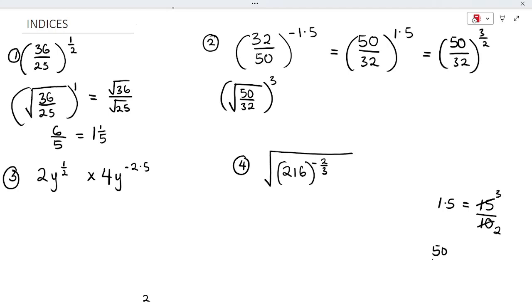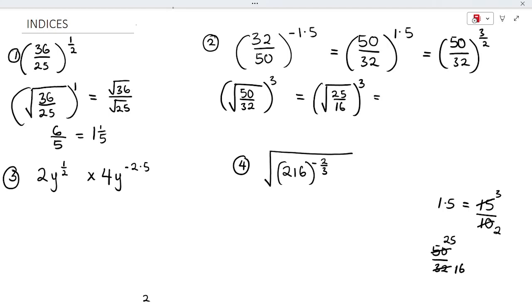So when we have 50 over 32, we simplify. 50 divided by 2 is 25. 32 divided by 2 is 16. So you simplify it until you have numbers that have square roots, or that are perfect squares. So that's the same thing as the square root of 25, having simplified, over 16 raised to the power of 3.